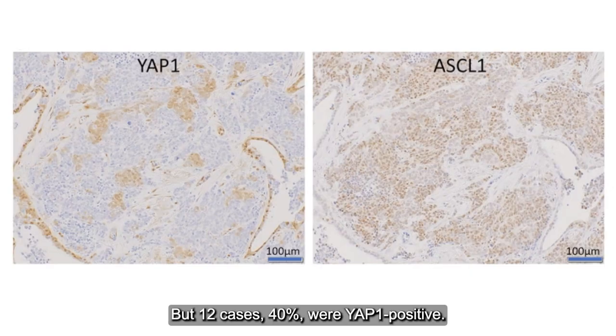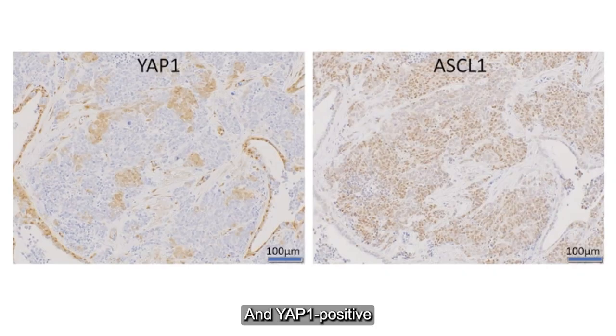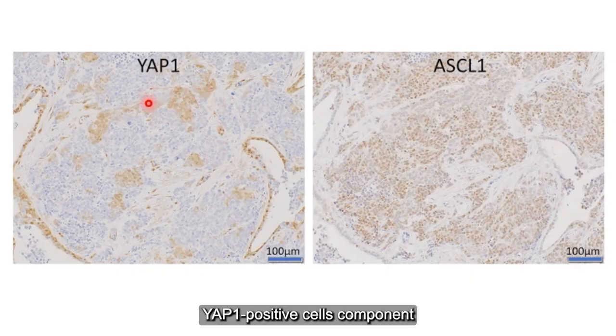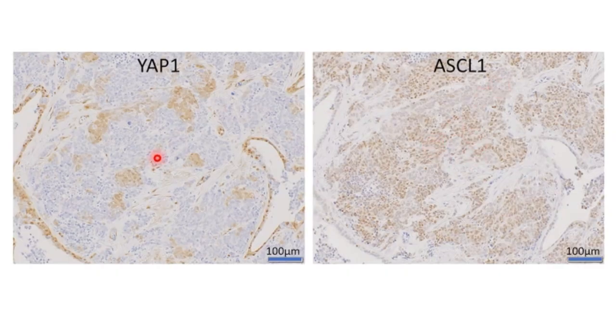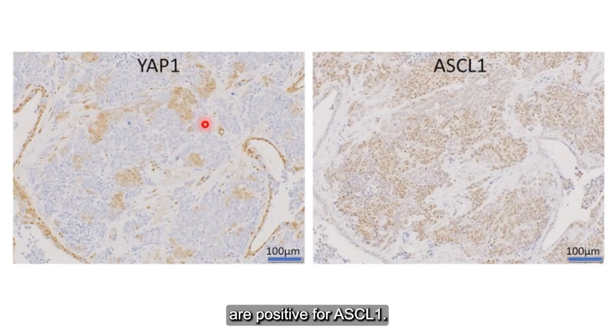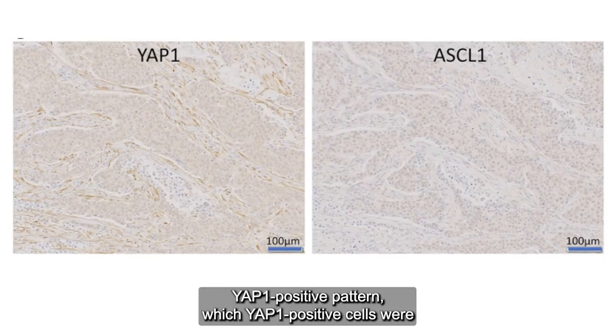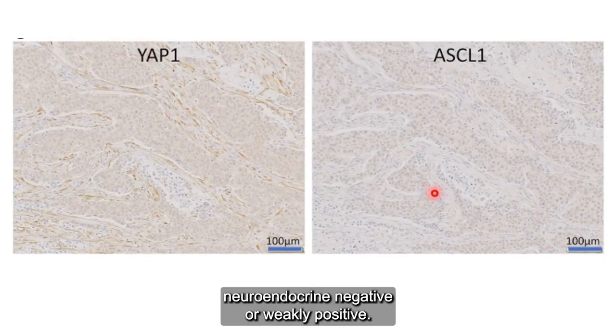But 12 cases, 40%, were YAP1 positive, and the YAP1-positive LCNECs exhibit a conspicuous mixture of YAP1-positive and YAP1-negative cells. YAP1-positive cell components are negative for ASCL1, like this, and YAP1-negative cell components are positive for ASCL1. A few YAP1-positive LCNECs showed a diffuse YAP1-positive pattern in which YAP1-positive cells were neuroendocrine marker negative or weakly positive.